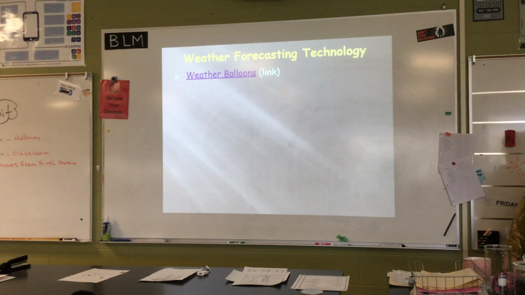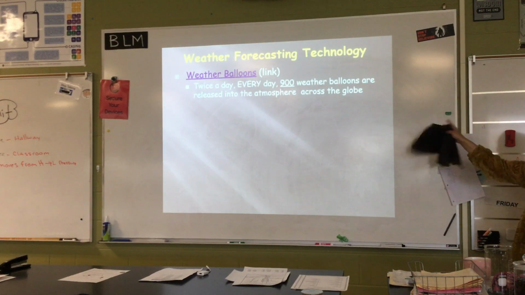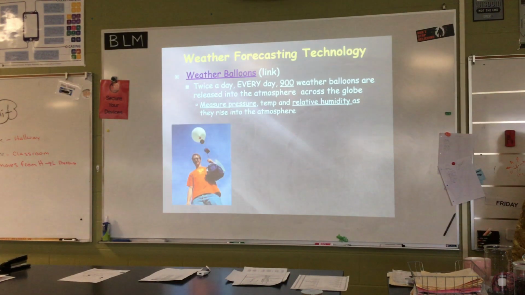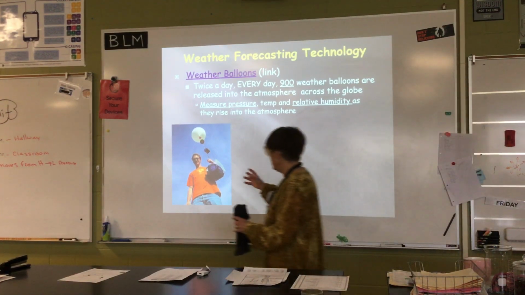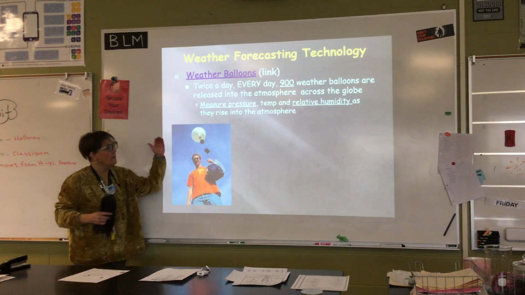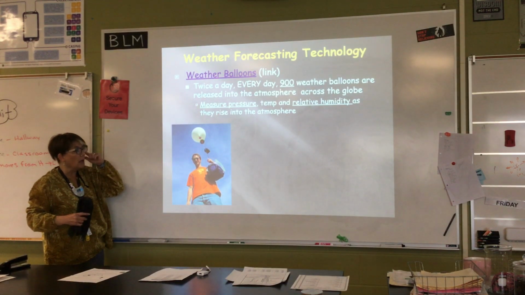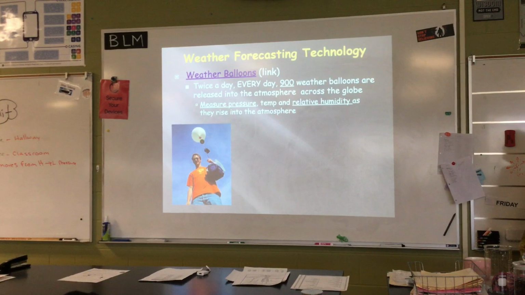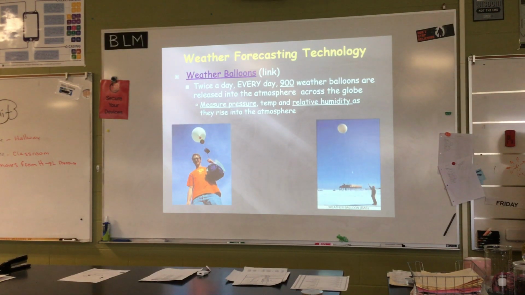All right, forecasting. Are we here? Great. If you were gone on Friday, I've posted this PowerPoint on today's date for you. Twice a day, every day, 900 weather balloons are released into the atmosphere across the globe. Why do they do this? These balloons measure pressure, temperature, and relative humidity as they go into the atmosphere. There's a picture of one. This little bag contains like a little weather lab. It's constantly monitoring at different levels in the troposphere what the temperature is and what the humidity is, so that weather people can predict what the weather will be like. And there's another picture. Twice a day, they put those up there.